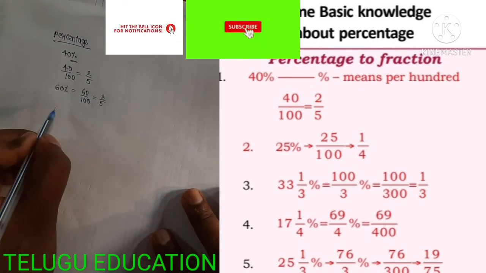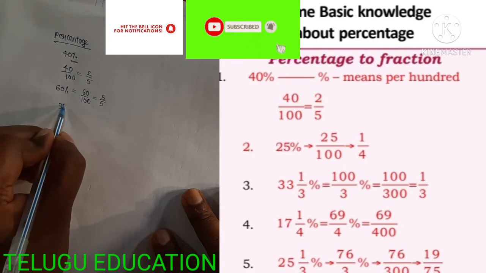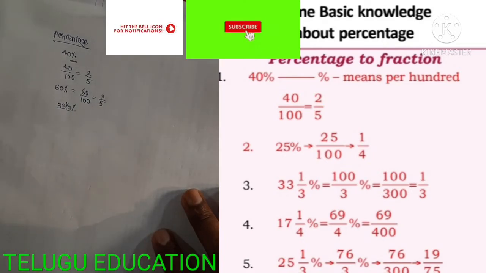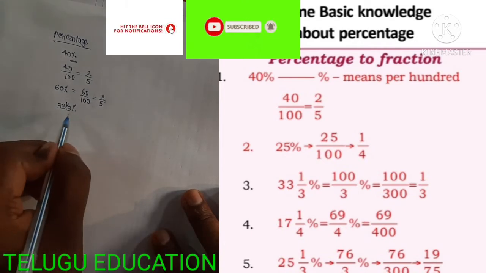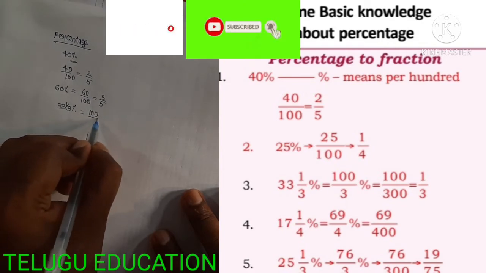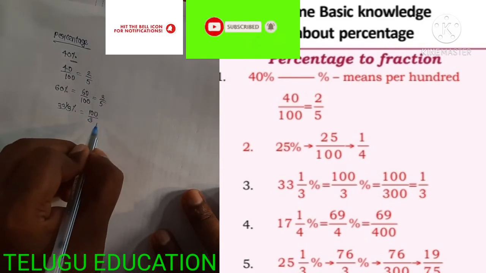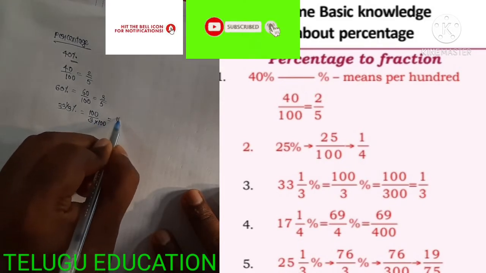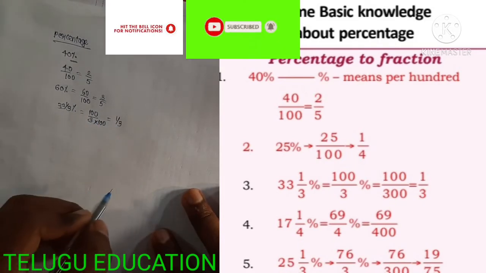Okay. So what is the value of 33 1/3 percentage? So convert this mixed fraction to a fraction: 100/3 percentage. Percentage means by 100. Okay. So 100 cancels. The value is 1/3.